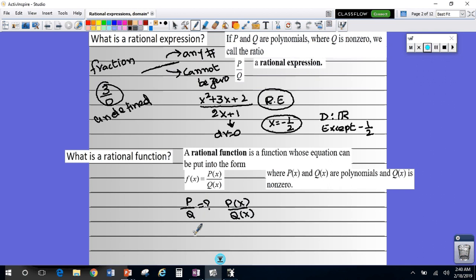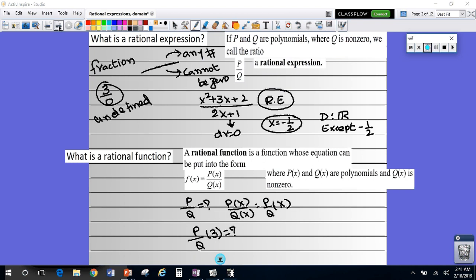Sometimes they will ask you to find the value of P over Q of some 3. So what we do? We substitute this value. This is nothing but P over Q of x, right? Because x is the variable here. So you plug in x equals 3, that gives you the value of the function P over Q of 3, right? Okay, let me pause the video for a minute.